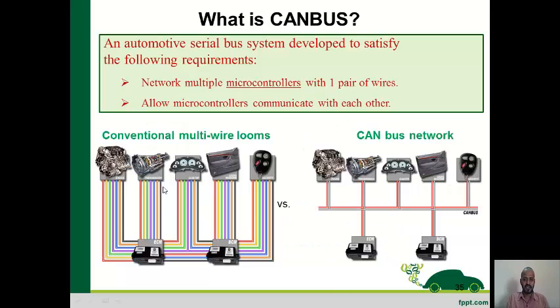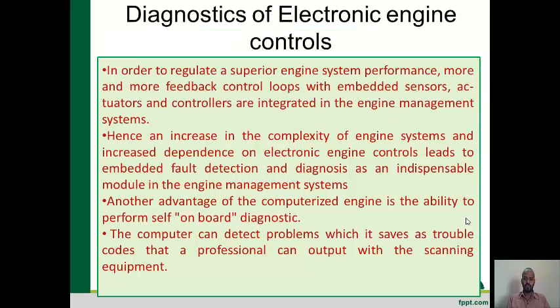This is the conventional wiring harness, where each and every ECU has to be connected with wires. But you see here a CAN bus with only 2 wires carrying all the information. This is the cluster ECU, this is the transmission ECU, this is the engine ECU, and this is some other ECU, I think door control, and this is again the remote key. These are all communicating with each other through the CAN network.